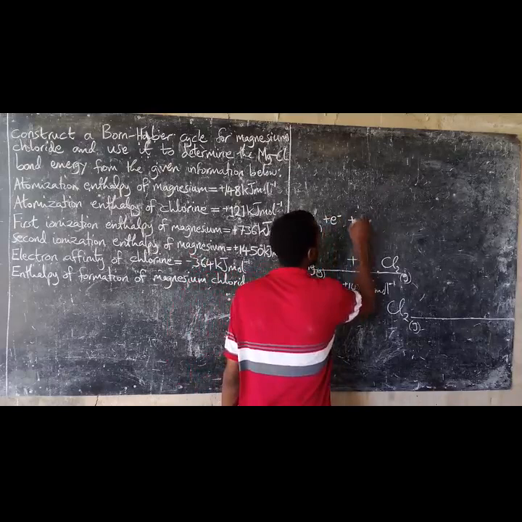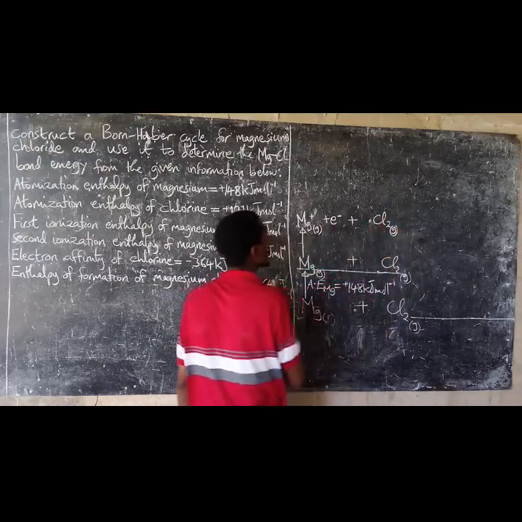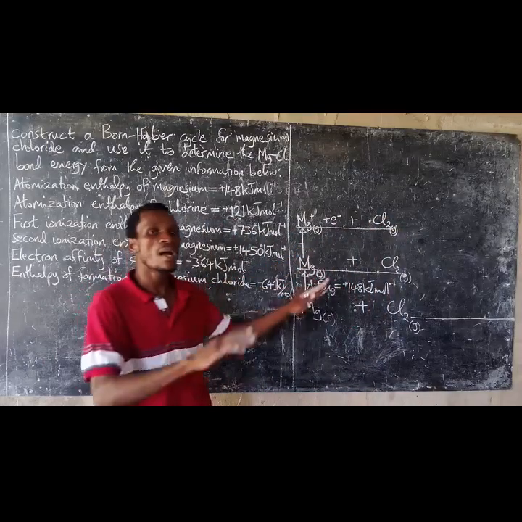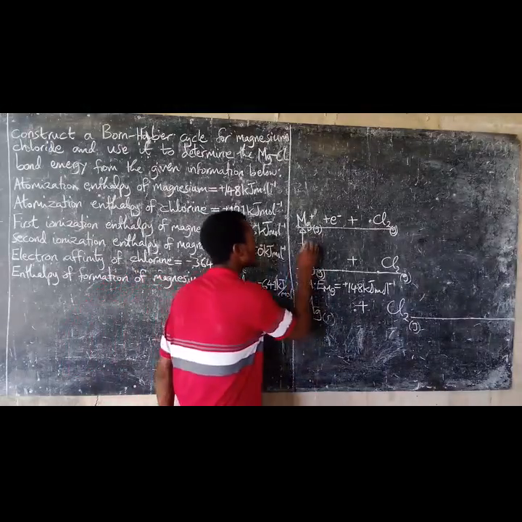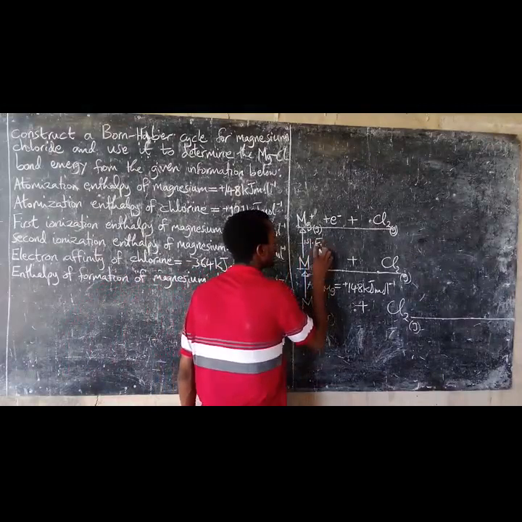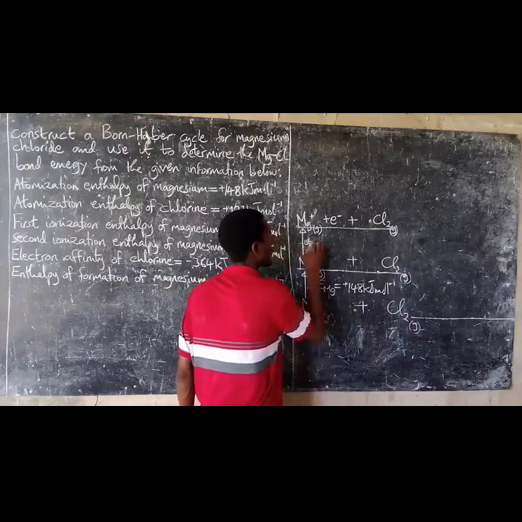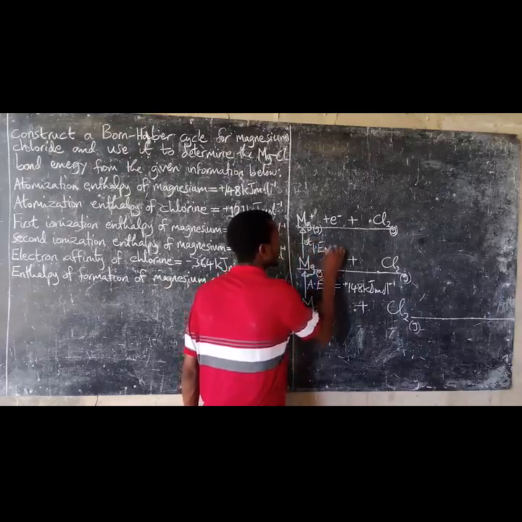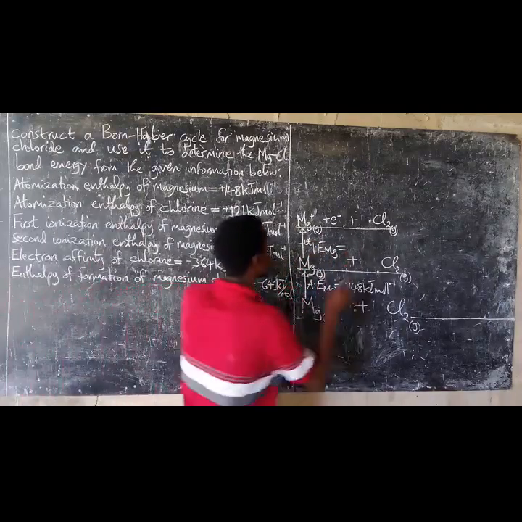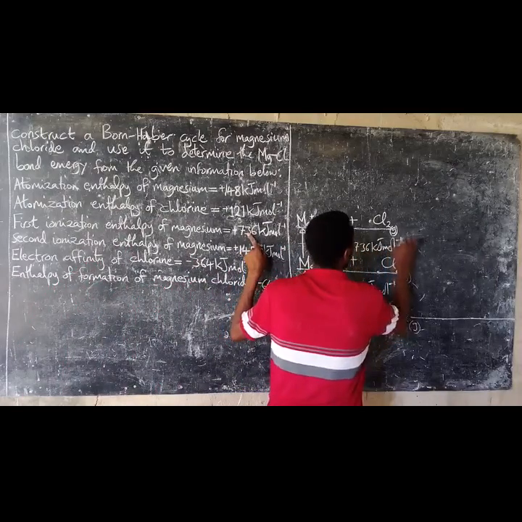First electron is lost. This is a gas. Then you have to draw a horizontal straight line to indicate that the chemical species are in the same energy level. Then this is the first ionization energy of magnesium, which is equal to positive 736 kilojoules per mole.